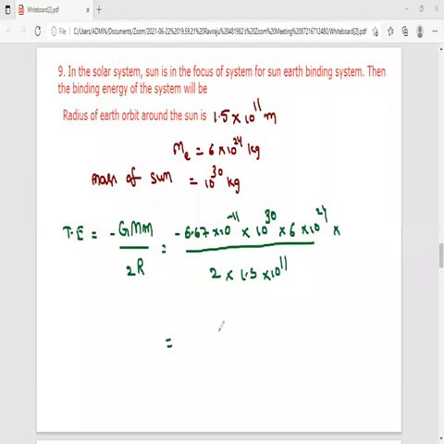So 2 into 1.5, 3 only. 3 2s are 6 here. 2 into 6.67 is 13.34 something. Into 10 power minus 11, 10 power 24, and 10 power 30. So 10 power 54 minus 11 means 10 power 43. 10 power 43 divided by 10 power 11 is 10 power 32. So 13.34.